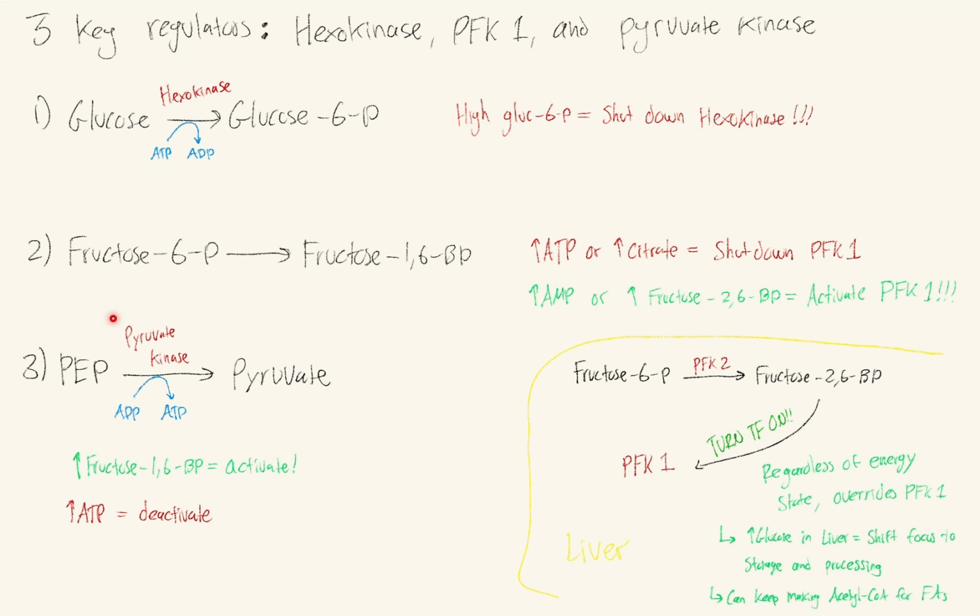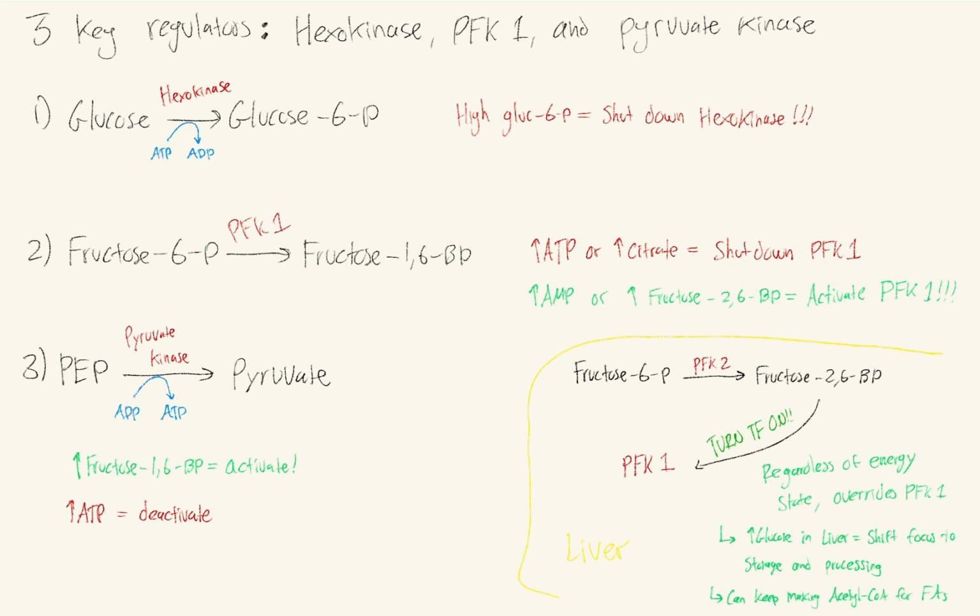The next and most important step of glycolysis is the fructose 6-phosphate to fructose 1,6 bisphosphate step. I forgot to write this, so I'll write it in right now. Obviously, we have PFK1 performing this reaction. PFK1 is the rate-limiting enzyme of glycolysis. This means that this enzyme and this step determines the whole speed at which glycolysis can perform. There are a couple of key regulators of PFK1. An increase or buildup of ATP, or a buildup of citrate, leads to the shutting down or inhibiting of phosphofructokinase 1.